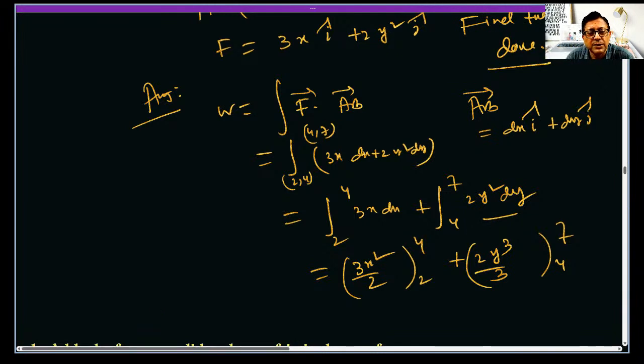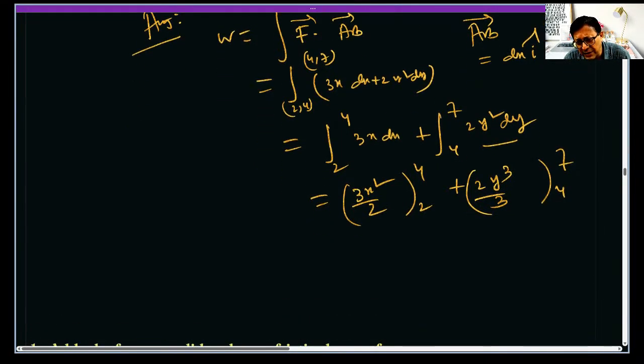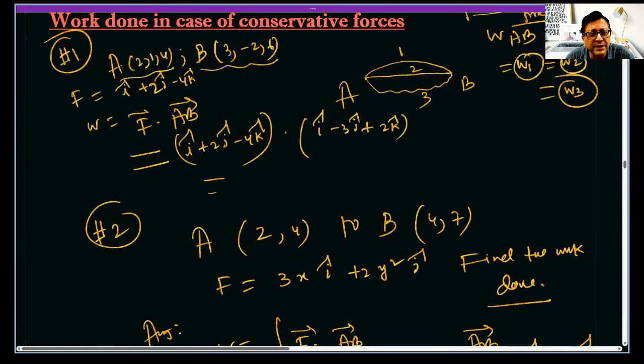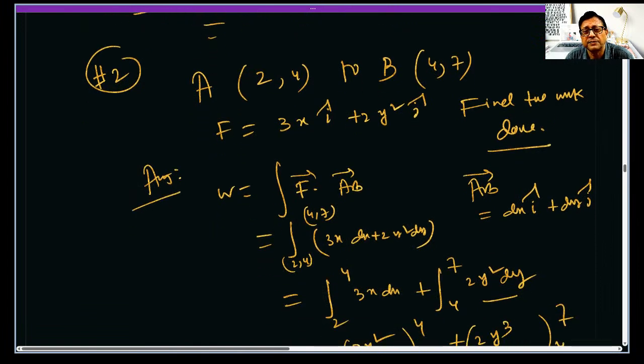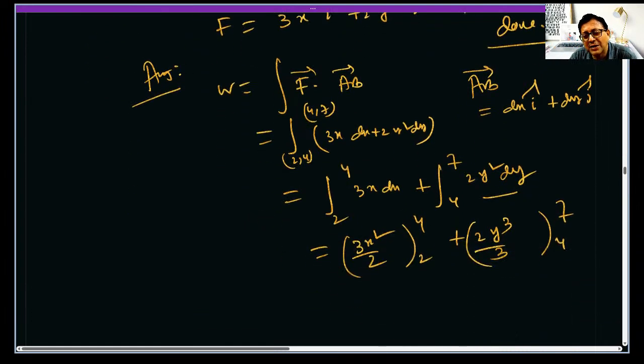Understood? So in case of conservative force, it is path independent. Whatever path you are taking, it is not required. Work done will have the same value. Here force magnitude is changing, no? What path, that I haven't mentioned. From (2, 4) to (4, 7), any path with this force you take, work done will be path independent.